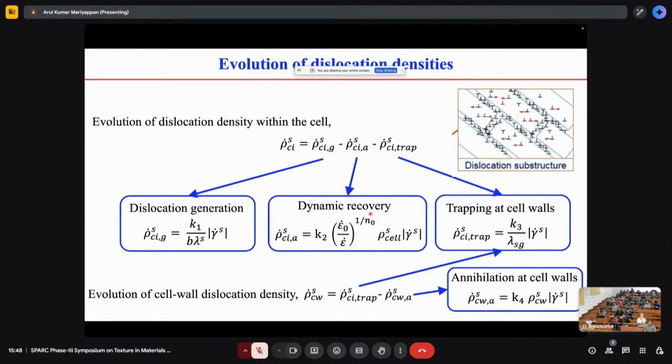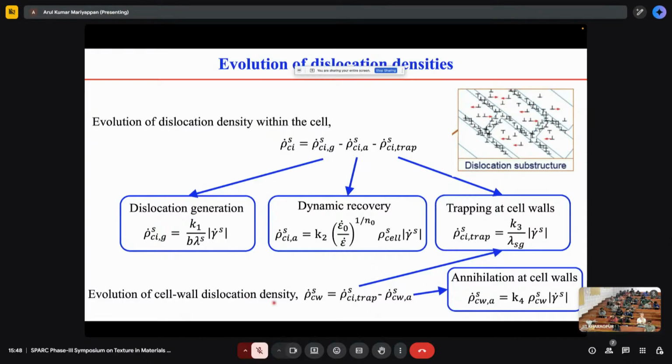The third term is called trapping at dislocation cell walls. Your dislocation can travel within the cell interior, and if it encounters a cell wall, it may be trapped. These are two ways in which your dislocation number can reduce, and in addition to that, we can also generate dislocations. So this is the way we can evolve or update the dislocation density within the cell interior.